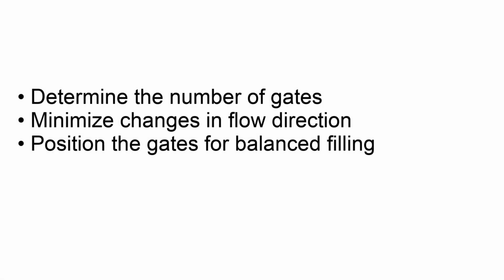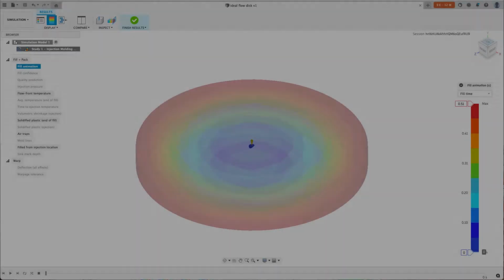So how do you think about optimizing gate placement? Let's start by listing the best practices, and then we'll see why they are all important. First, identify how many gates you will need. Then try to position them so that the melt flows without significant changes in direction. Finally, make adjustments so that all regions of the part fill at about the same time.